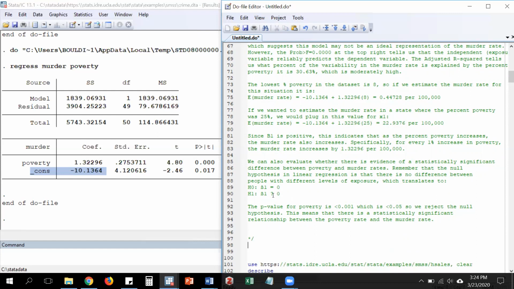Oh, my not equals signs, sorry, did not get transferred very well. But the alternative again is that beta 1 is not equal to 0, that there is a difference in the murder rate depending on what the poverty rate is.